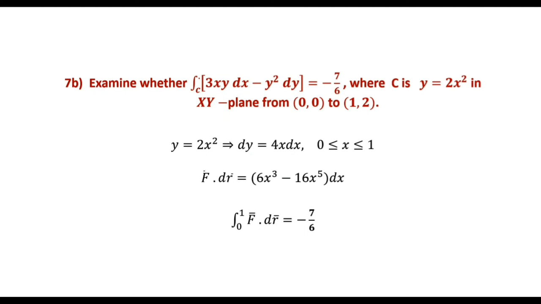You consider the integral over C of F bar dot dr bar. That means x lies between 0 and 1. F bar dot dr bar gives the integral from 0 to 1 of 6x cube minus 16x power 5 dx. After substitution of the limits for x from 0 to 1, we have minus 7 by 6 as the result.